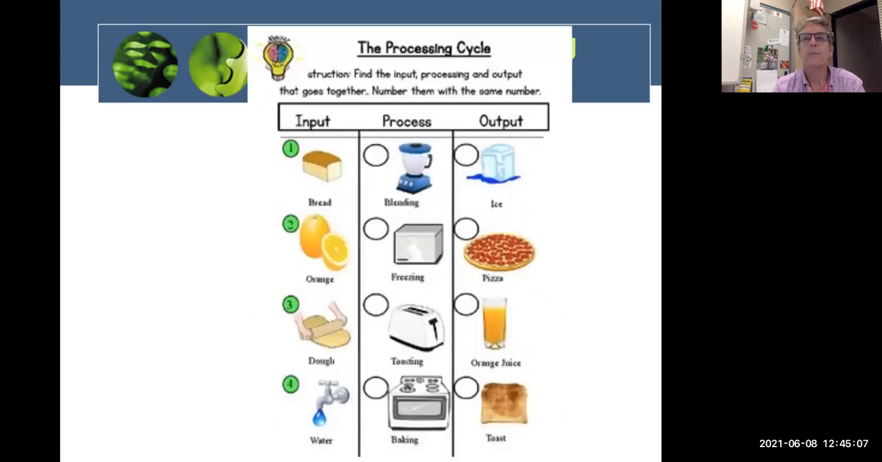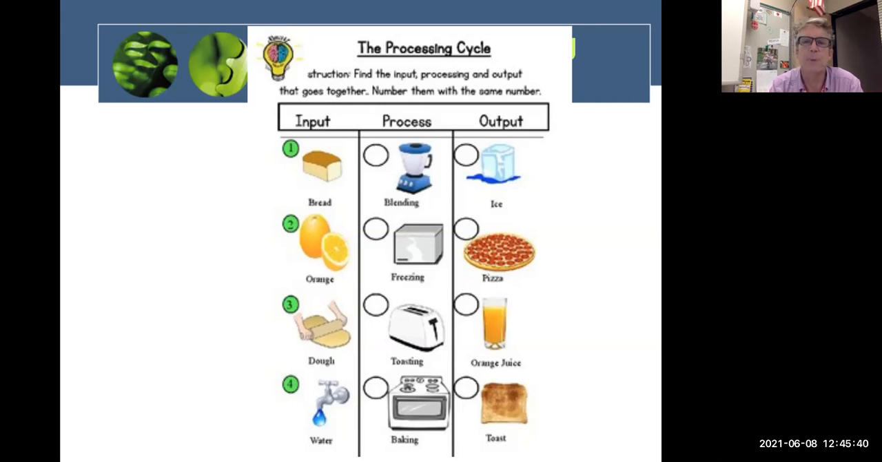All right, the processing cycle. Find the input, processing, and output that goes together. Number them with the same number. Okay, I'm going to ask you guys to figure this out. All right, let's see. Esteban, I think you're here. Can you, if our input is bread, what is the process and the output?